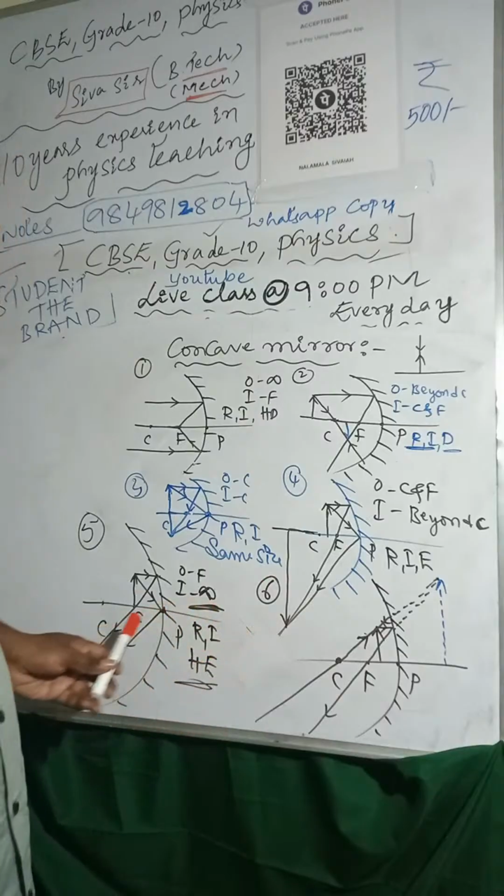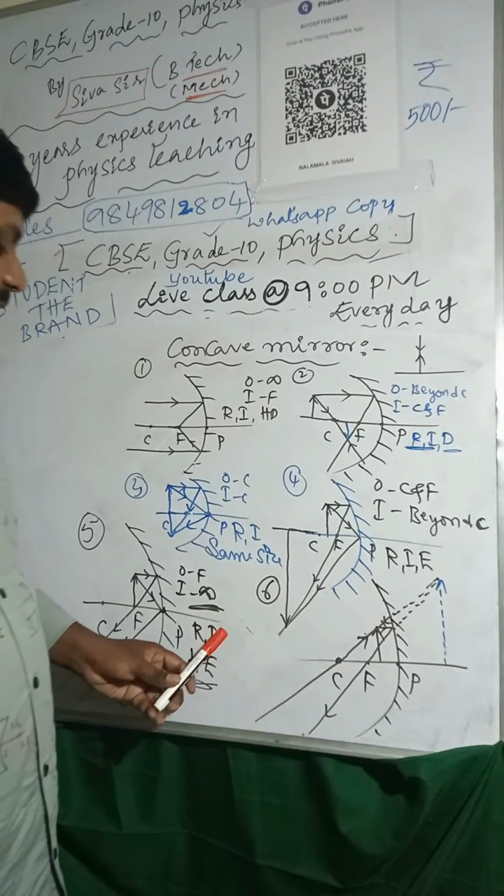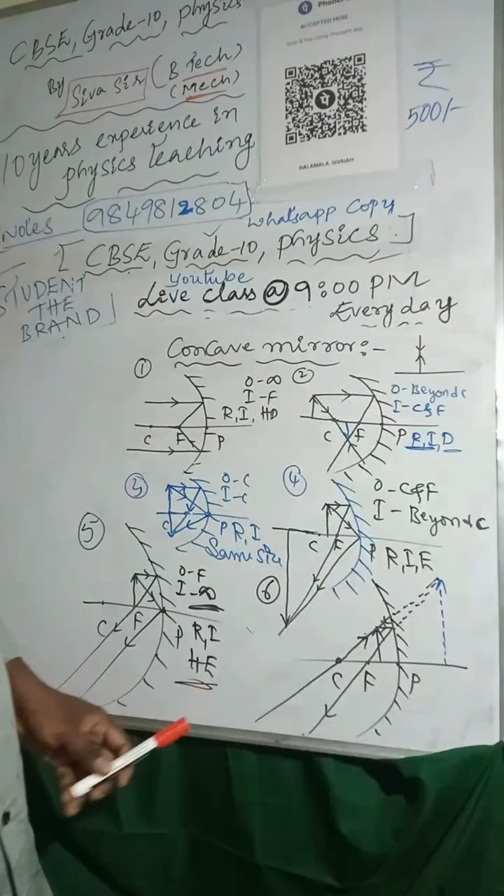So here we can see object is placed at F, image will form at infinity. Nature of the image is real, inverted and size of the image is highly enlarged.